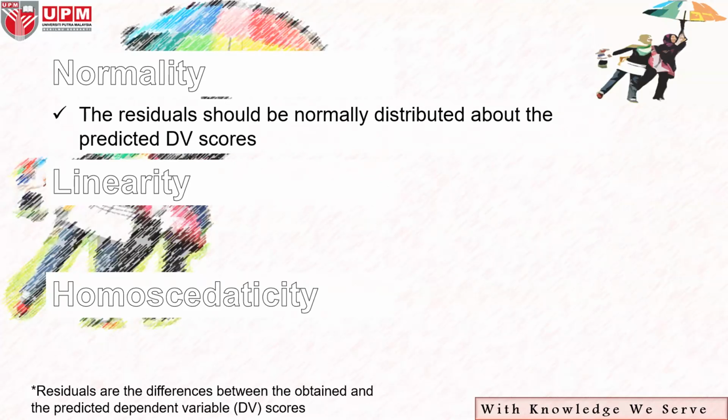Normality refers to the residual being normally distributed about the predicted DV score. This is similar to what we already learned during our previous lecture. So we follow the methods to determine data normality. Either you use a statistical analysis such as Kolmogorov-Smirnov or Shapiro-Wilk to determine the normality, or you can use figures or diagrams such as box plot, PP plot, QQ plot. You can use what else? Skewness and kurtosis to determine the normality.